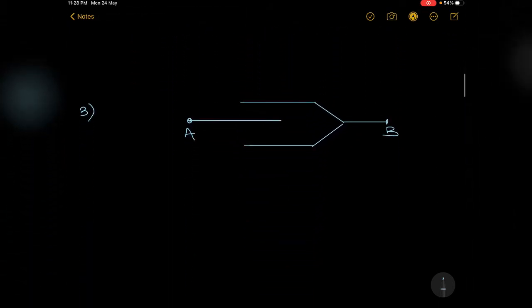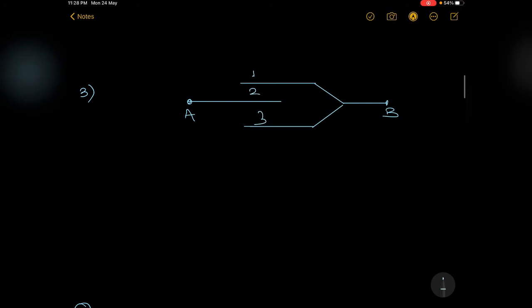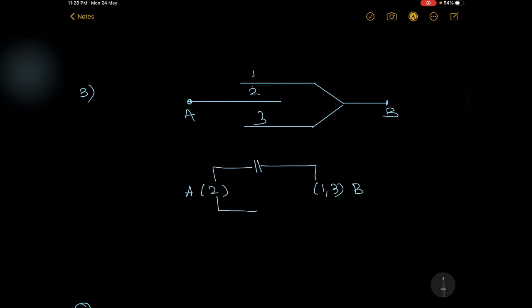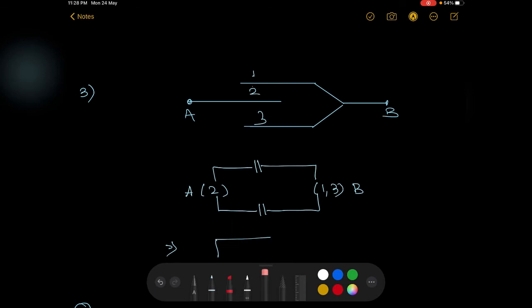Let's move to the third one. Here, let's name them 1, 2, 3. Suppose here, if I say point A is connected to plate 2 only and point B is connected to plate 1 and 3. There is 1 and 2, they will make one capacitor, and 2 and 3 will make another capacitor. So here I am getting two capacitors, which are in parallel combination.